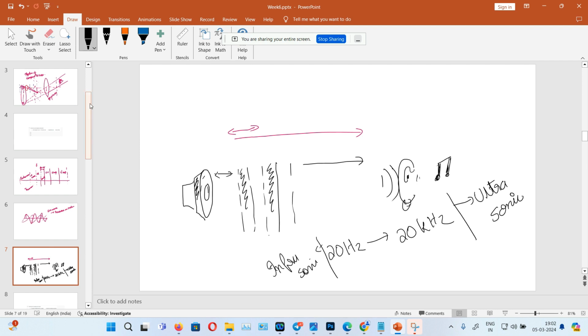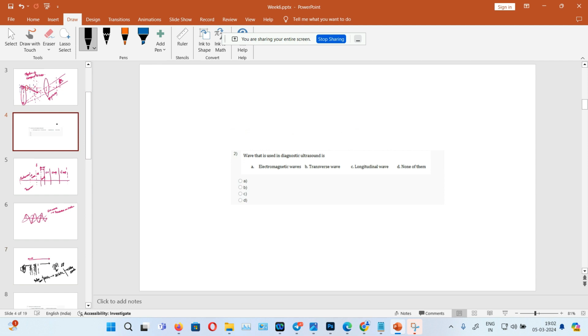So now we have the answer to this question. Electromagnetic waves are not ultrasound waves. An electromagnetic wave is a transverse wave. Ultrasound is not transverse. Ultrasound is a longitudinal wave. So it's a longitudinal wave, it's a sound wave, and it's an ultrasonic wave.